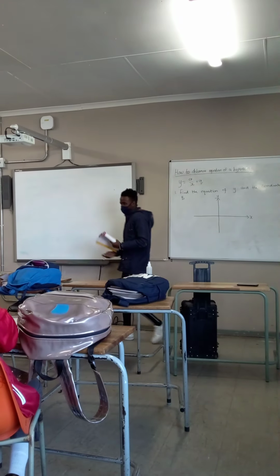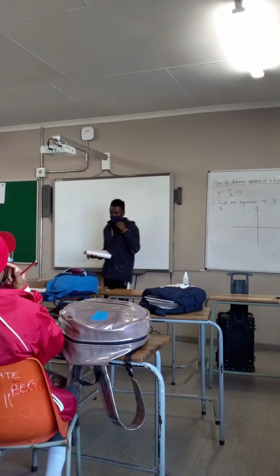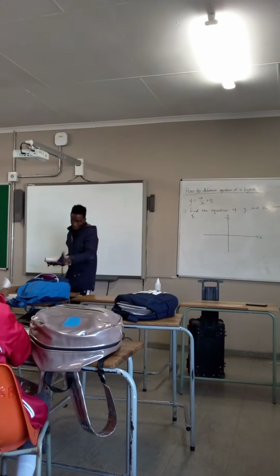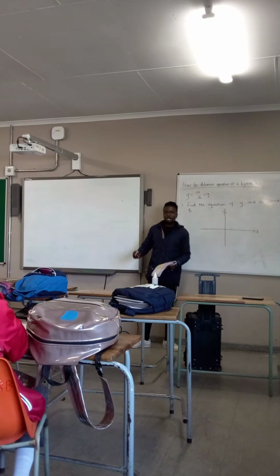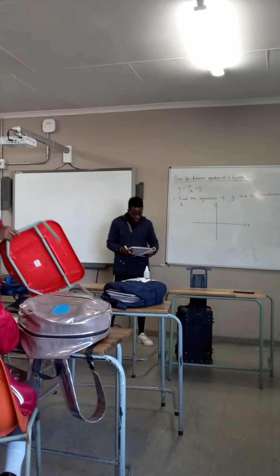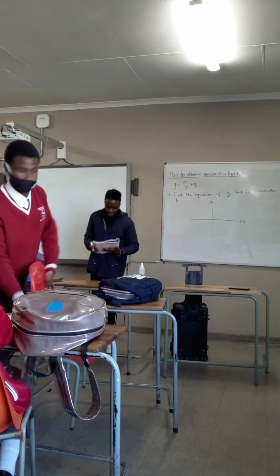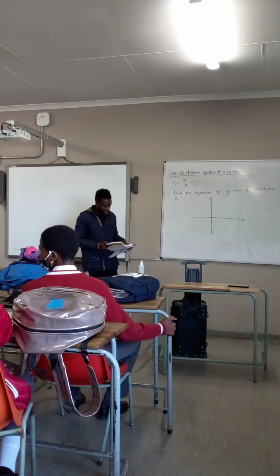So what do we call this? It's a Cartesian plane. The graph is what we are going to draw on our Cartesian plane. This time we are given our graph. They want us to find the equation of this particular graph.